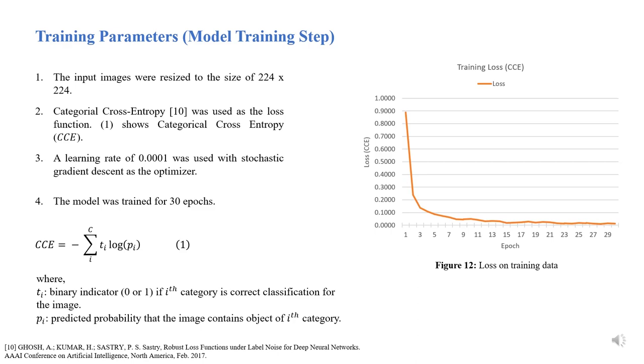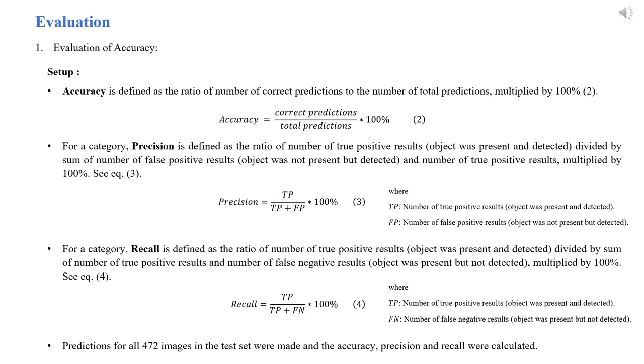Two different experiments were conducted to evaluate the accuracy and speed of the proposed method. Before we move on to the experiment, let's first define the metrics involved. Three parameters were utilized to judge the performance of the solution: accuracy, precision, and recall. Accuracy is defined as the ratio of the number of correct predictions to the number of total predictions.